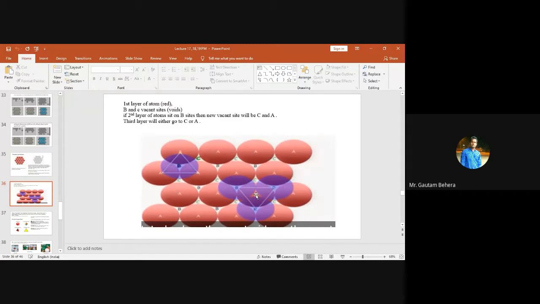Basically, what I have written over here: the first layer of atoms is red, and B and C vacant sites, voids, are present due to this A layer. If the second layer of atoms sits in the B sites, then the new vacant sites will be C and A again, and the third layer of atoms will go to either C or A. Is it okay?